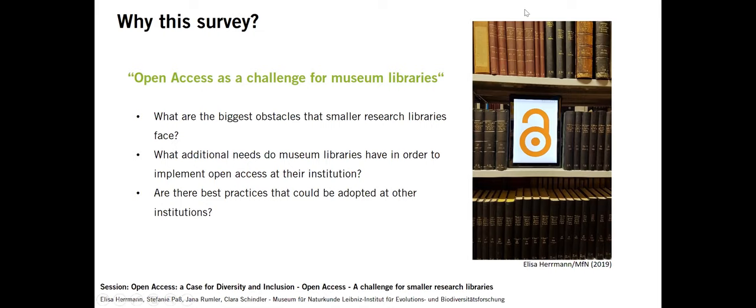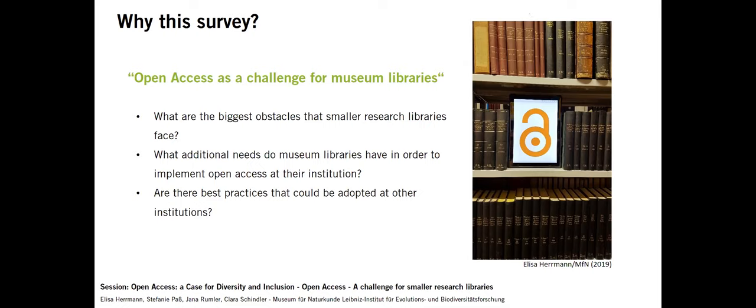So our main questions were, what are the biggest obstacles research libraries face? What additional needs do museum libraries have in order to implement open access at their institution? And are there best practices that could be adopted at other institutions?